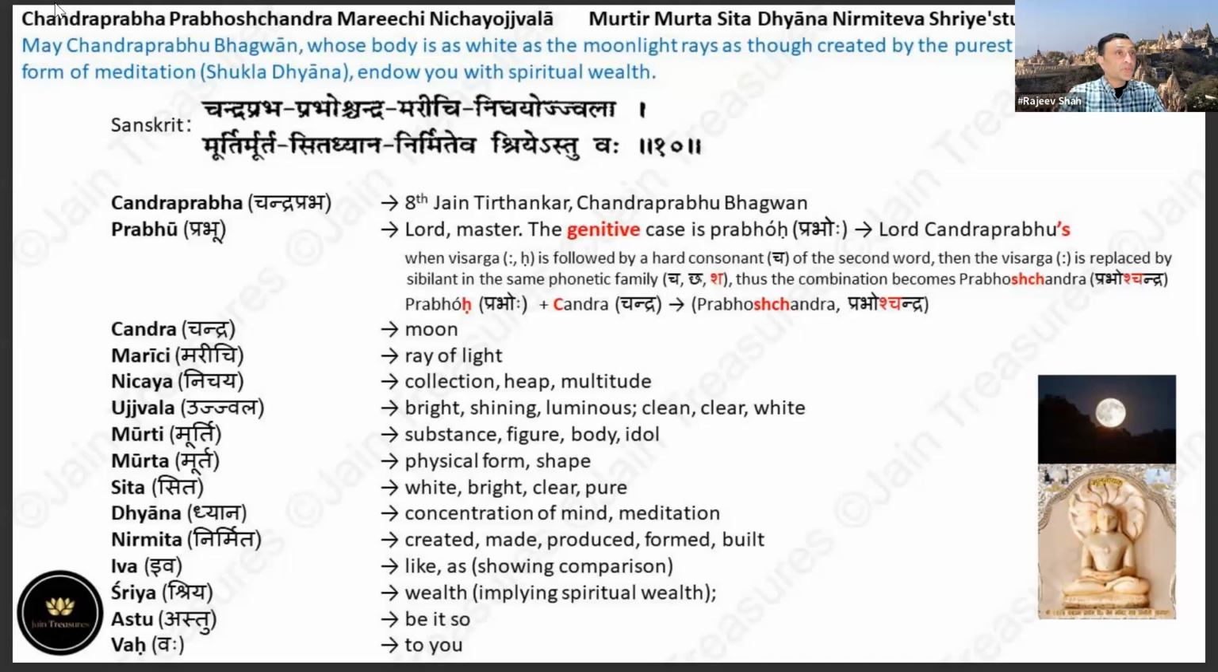And then again, moonlight is because of Chandra Prabhu Bhagwan. So that's why moon. They're combining, Chandra Prabhu's name Chandra, which means moon. So they're again using the moonlight rays. And as though created by the purest form of meditation, Shukla Dhyan. There are 4 kinds of meditation: Aurta Dhyan, Raudra Dhyan, Dharma Dhyan, and Shukla Dhyan. And Shukla Dhyan is the purest form. Once you get into Shukla Dhyan, then eventually you can get into Keval Gnan, and then you can get into Sikshila. So that's the purest form of meditation, Shukla Dhyan. And then endow you with spiritual wealth.